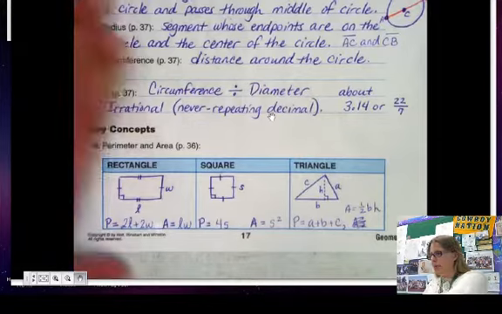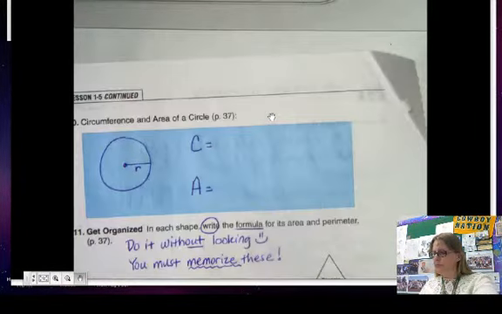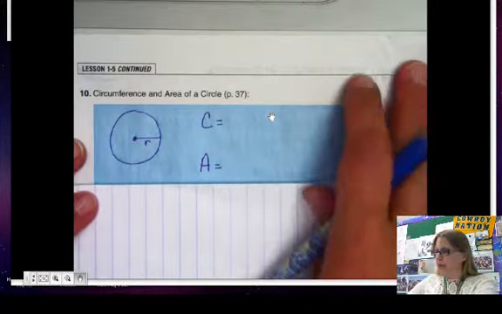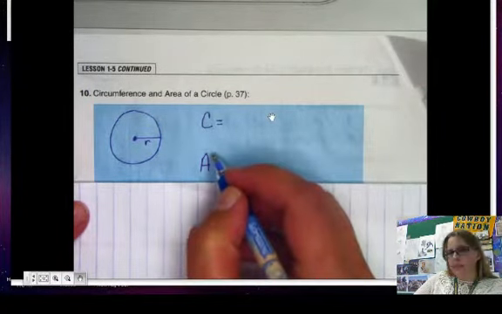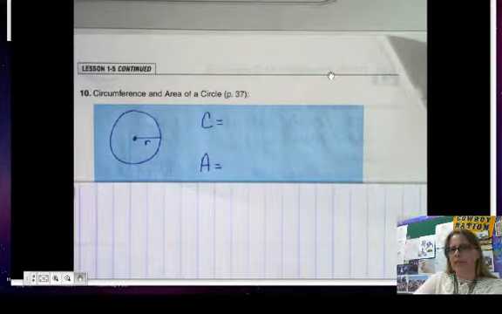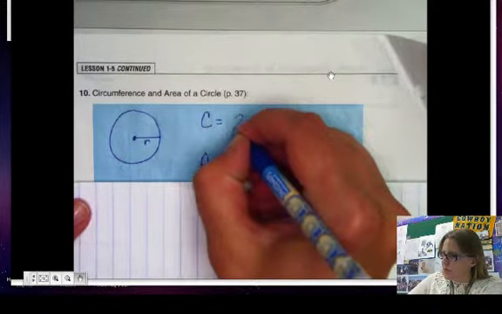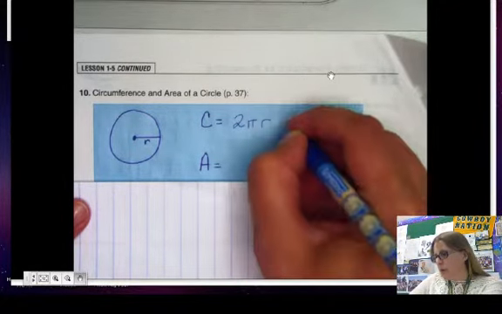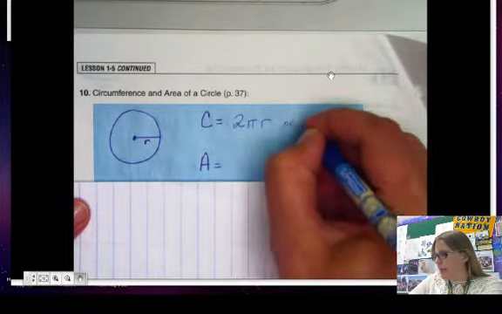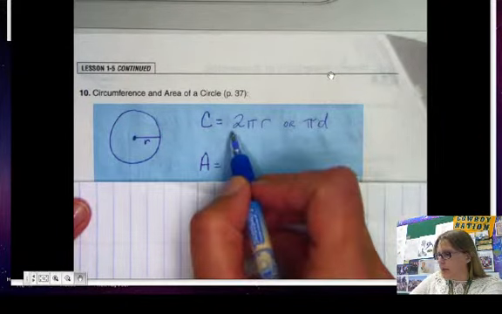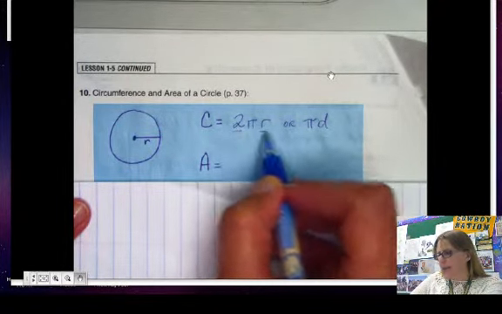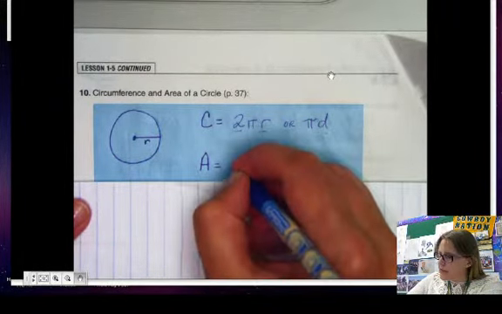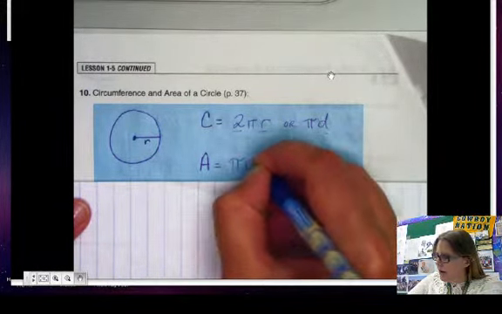Okay, turn your paper over to the back side and we'll talk about circumference and area of a circle. The formula for circumference is 2 pi r, or some people prefer pi times diameter, because 2 times r, 2 radius, is the diameter. So both of these work. Area is pi r squared.